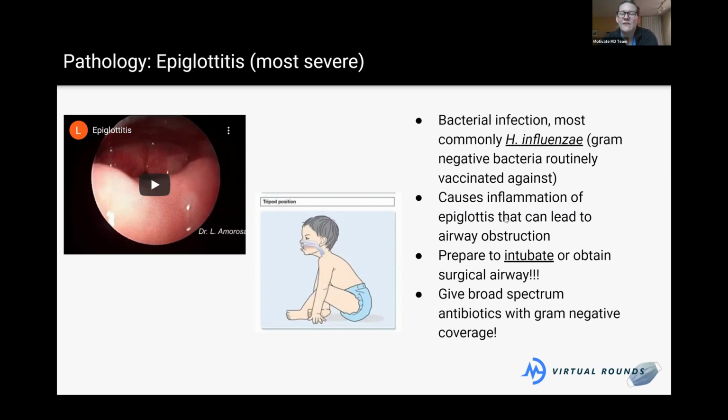Unlike the other ones where we have viral illnesses and more diffuse, more chill inflammation, this is a really angry, specific, one-location inflammation of the epiglottis, which can cause airway obstruction. So that's why we want to be prepared to either intubate, or if we can't intubate because they're already too swollen, then we might even have to get a surgical airway or do a cricothyrotomy, which is basically cutting a hole in the trachea and inserting a tube through the skin so that they can have a breathing tube.